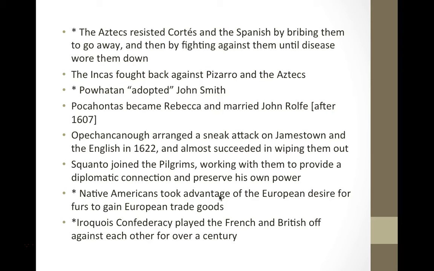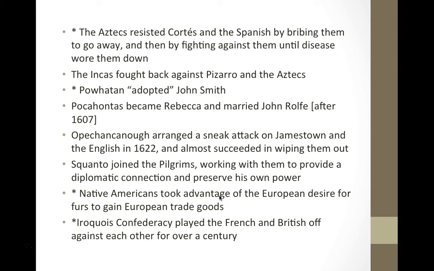Let's look at the next slide. The Aztecs are going to resist Cortez and the Spanish. First, they're going to try to bribe them to go away. Then they're going to fight against them. They're going to have some success until disease starts to wear them down. Basically the same idea with the Incas against Pizarro, as with Cortez and the Aztecs.